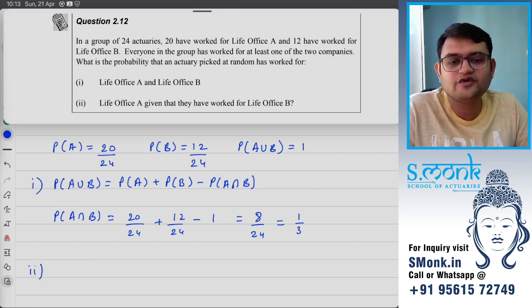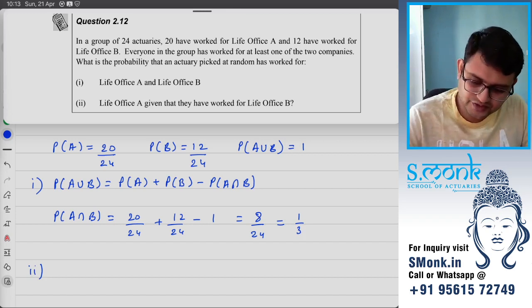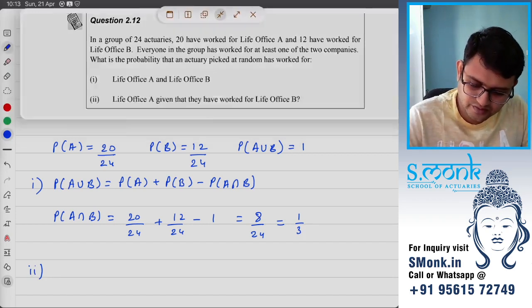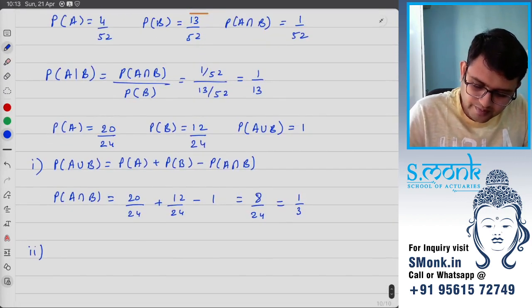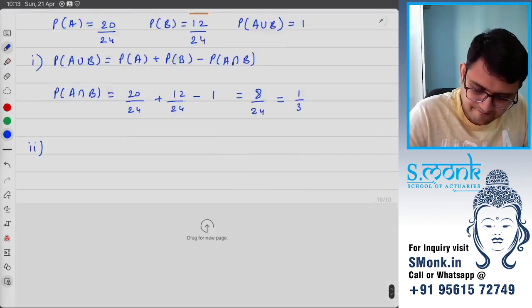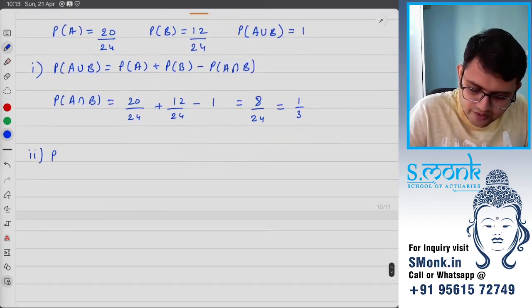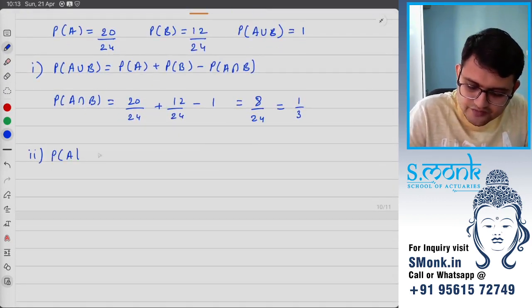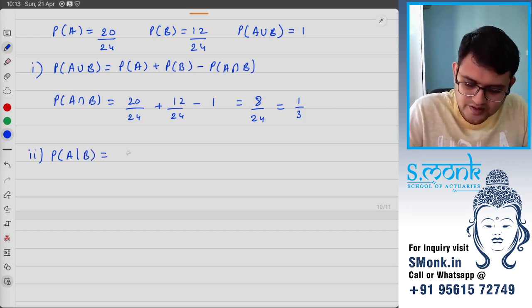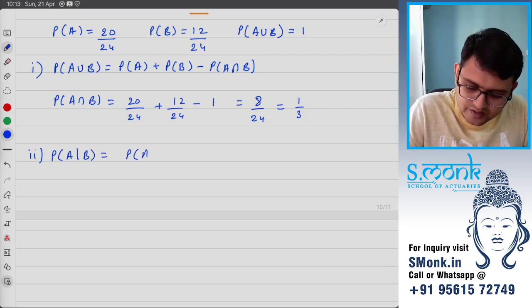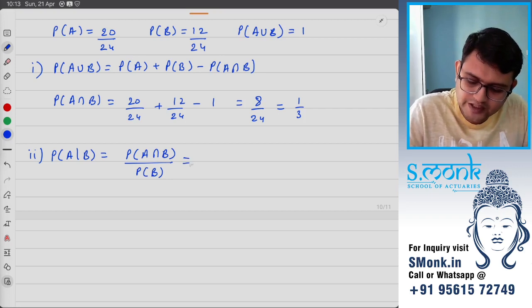Second part, life office A, given that they have worked for life office B. So we want the probability of working in life office A given that they have worked in life office B. So that would be A intersection B upon probability of B.